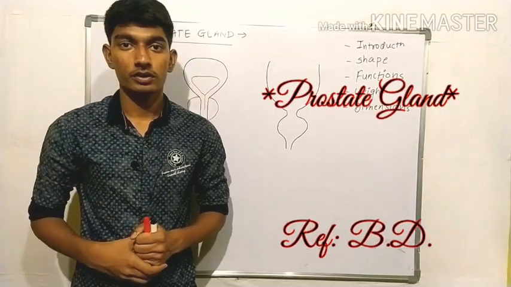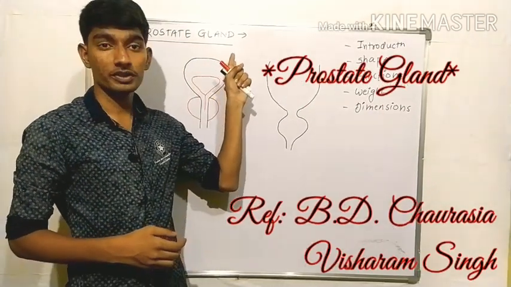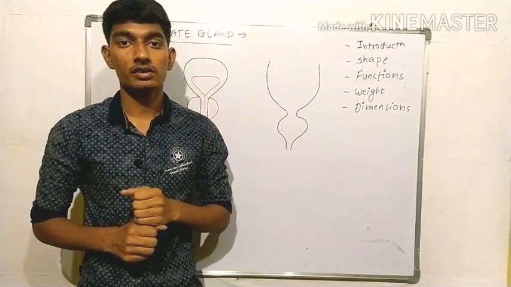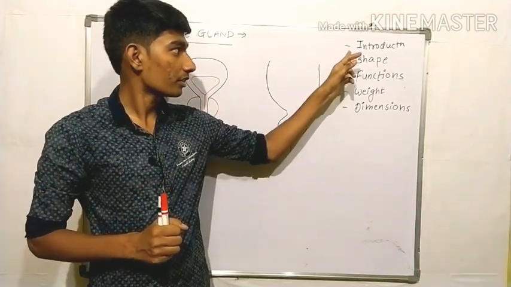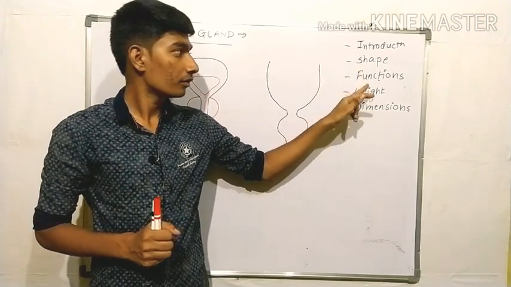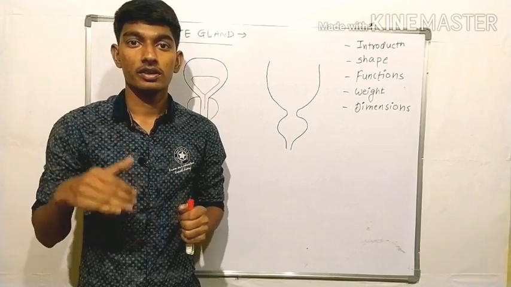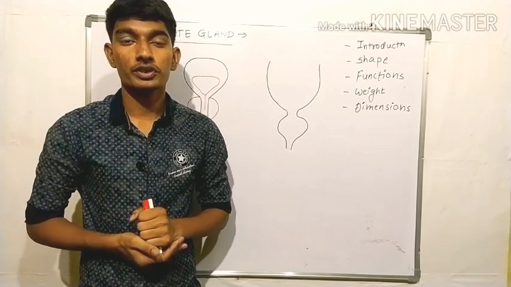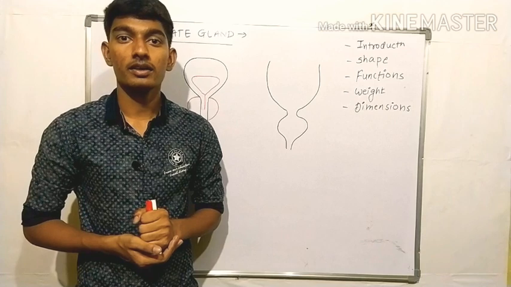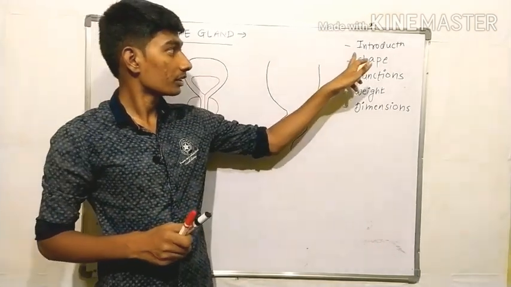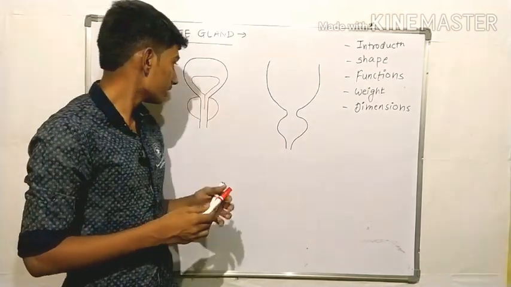Hello everyone. Today's topic of discussion is the prostate gland, and we will study it under the following heads: introduction, shape, functions of prostate gland, weight, dimensions, various lobes of prostate, zones, and applied anatomy. Now, introduction. The prostate is a pyramidal shaped gland.